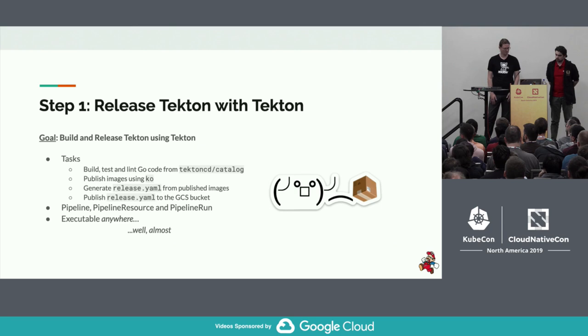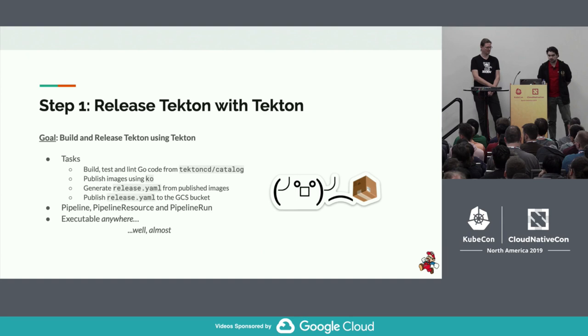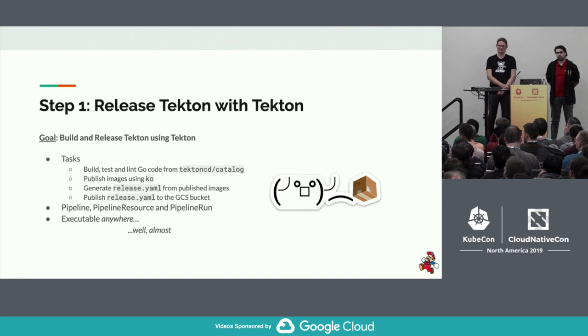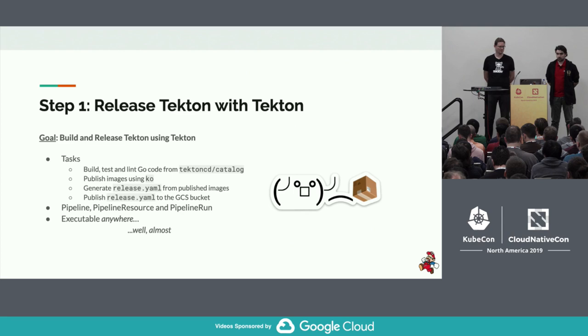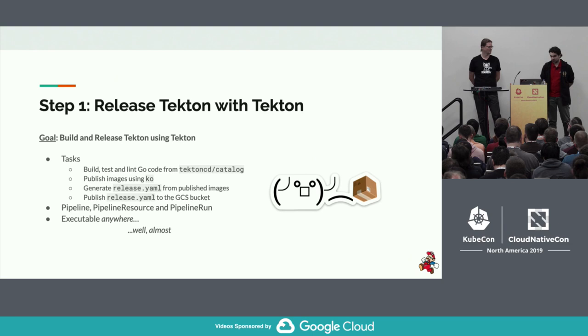And the second step was trying to do a release with Tekton, using Tekton. I think we managed to do that in the 0.3.0 release of Tekton. The goal was to be able to see if the version of Tekton we were using was actually usable to build our own tool, because if it's not usable for us to use, it doesn't make sense to market to others. So we had to define some tasks to build, test, and lint the Go code, to publish images, and to generate the release YAML that users will use to install Tekton pipelines.